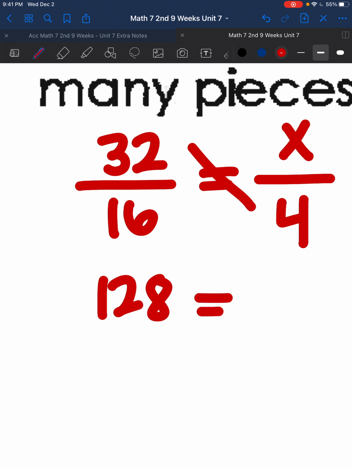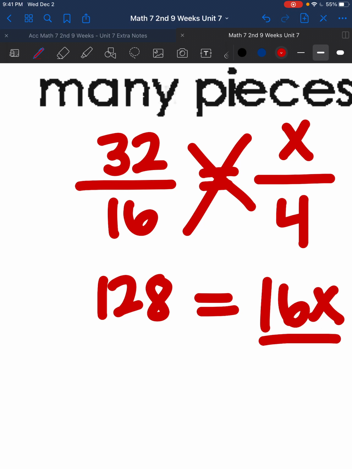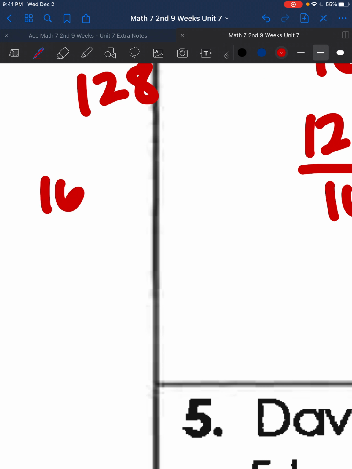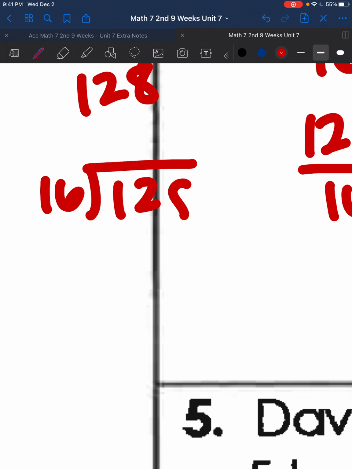32 times 4. 4 times 2 is 8. 4 times 3 is 12. So that's 128. And that's equal to 16x. To get that x by itself, I'm going to divide by 16 on both sides.